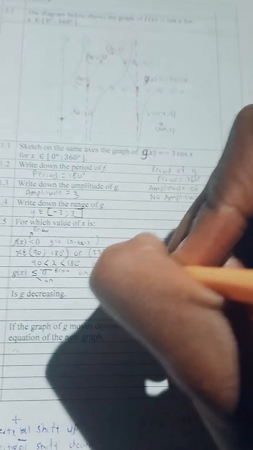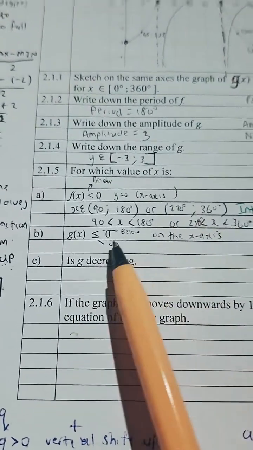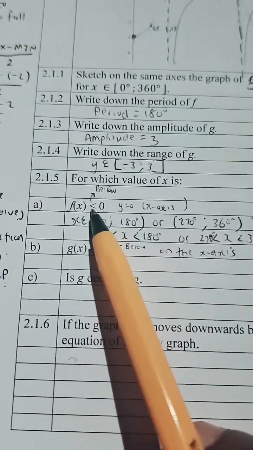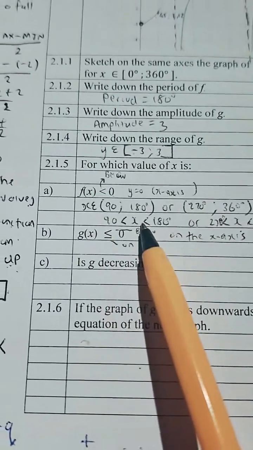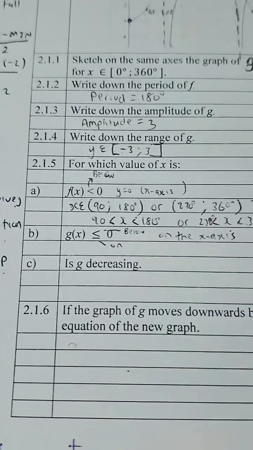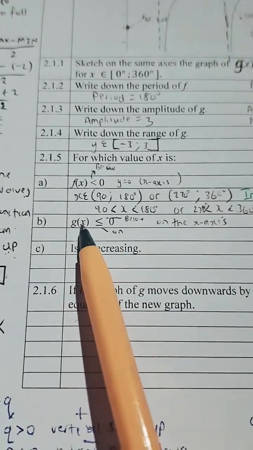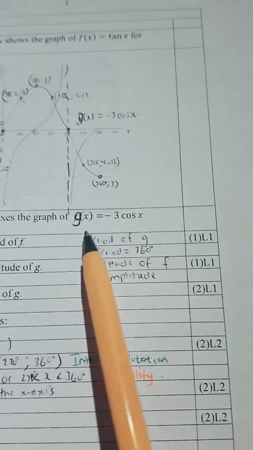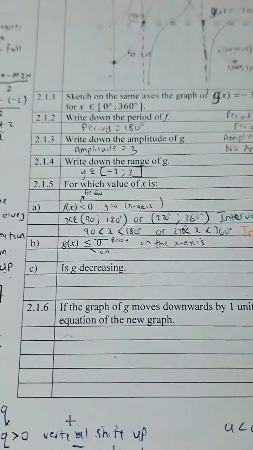G of x less than means below, equal means on, but 0 means on the x-axis. So we are looking for where the function is below the x-axis and where it is on the x-axis. Now we are interested in where it's on, whereas before we were only interested in where it is below. I hope you understand that. And this g of x specifies that we are talking about the cos graph, this function. And yes, g of x means y.